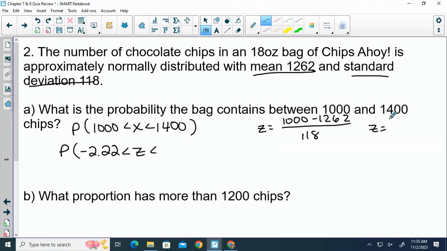The other one, our value minus the mean divided by standard deviation, and we get 1.17. So now we have the z's, it's between, so we look up both and subtract them. The 1.17 would have to come first. 0.8790 minus the probability for negative 2.22, 0.0132, and we subtract to get our final answer.